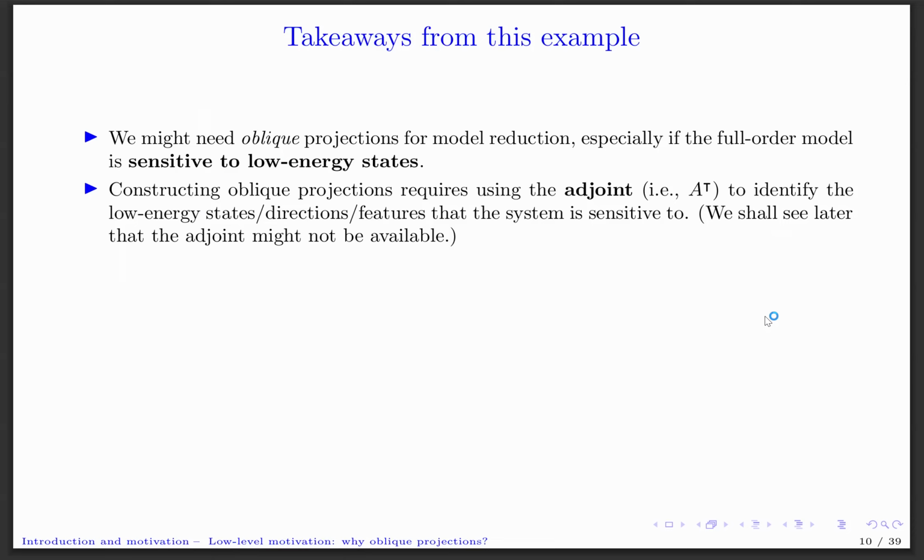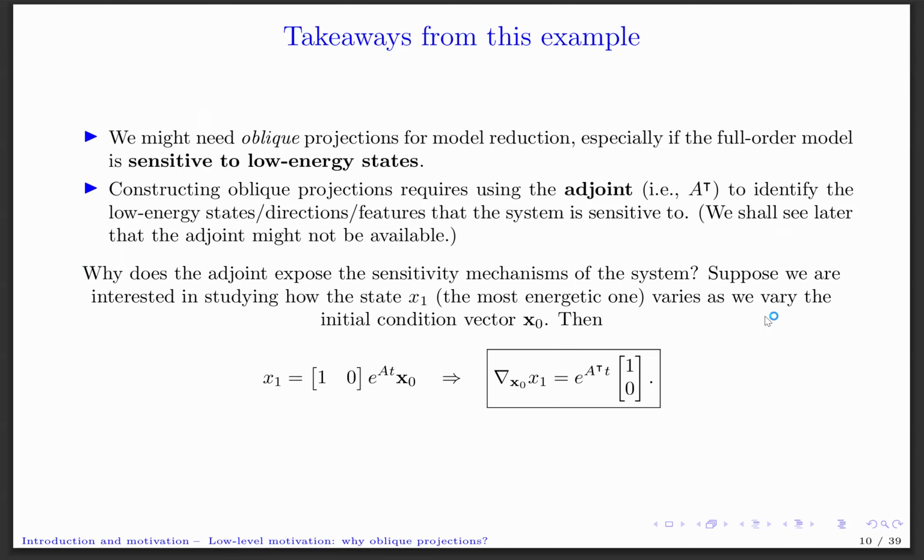and so there is added complexity in computing accurate models when you're using commercial software. Just before moving forward, why does the adjoint tell us about sensitivity? Just a quick equation here. Suppose that we're interested in studying how the state x1, the most energetic one, varies as we vary the initial condition. Then x1, by the exact solution of LTI systems, is given by this equation.